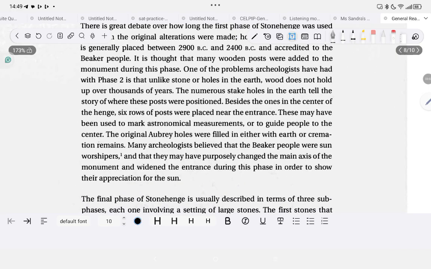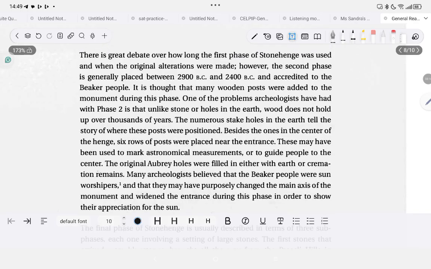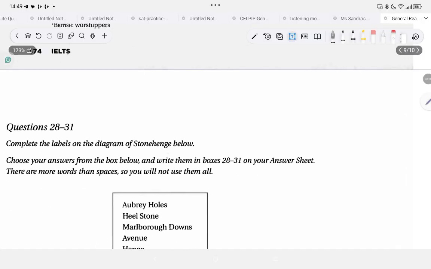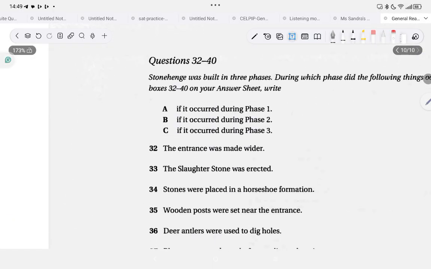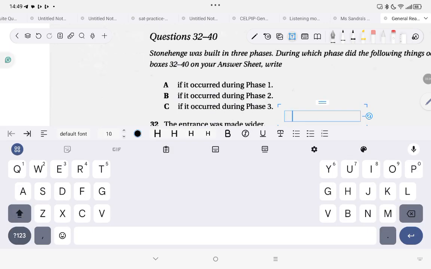Okay, look at it. It says many archaeologists believe that the Beaker people were sun worshippers and that they may have purposely changed the main axis of the monument and widened the entrance during this phase. What phase is that? Phase 2. So you have to write A if it occurred in phase 1, B if it occurred in phase 2. So what we're putting down here is B.